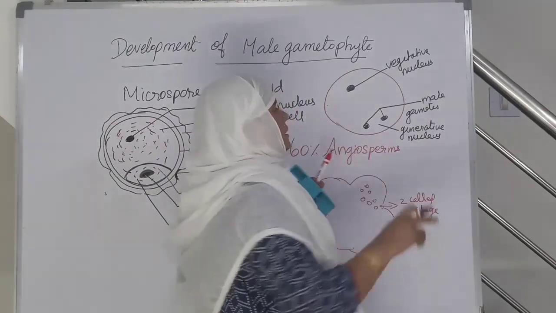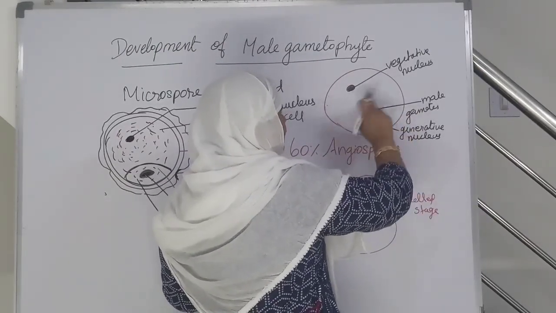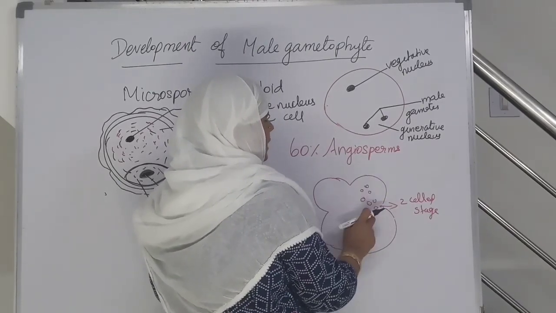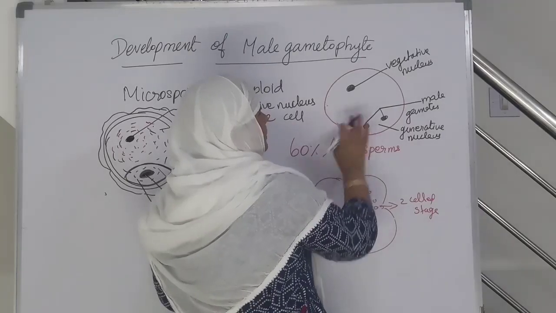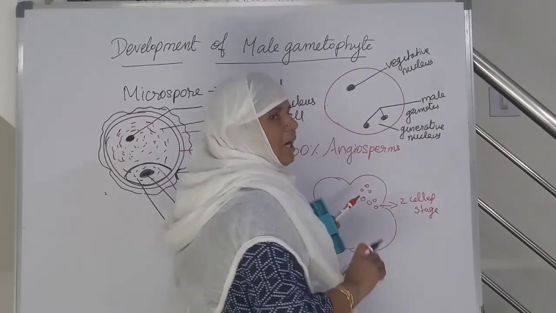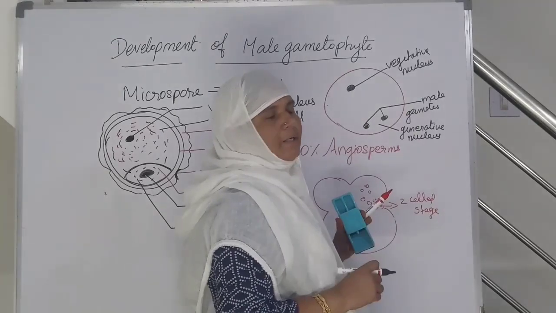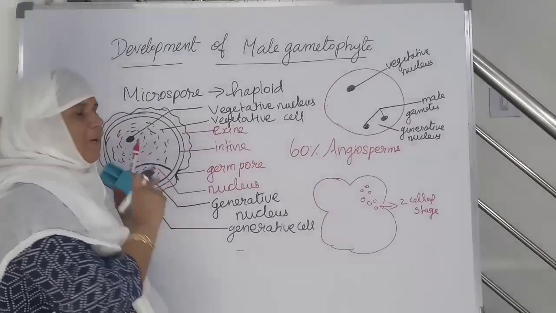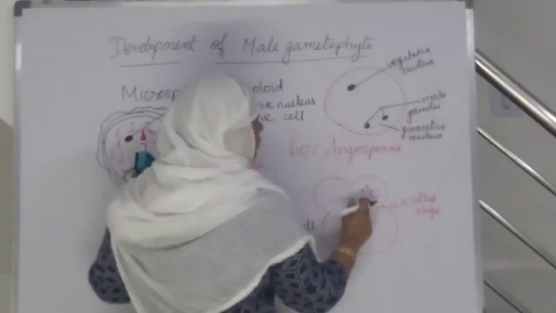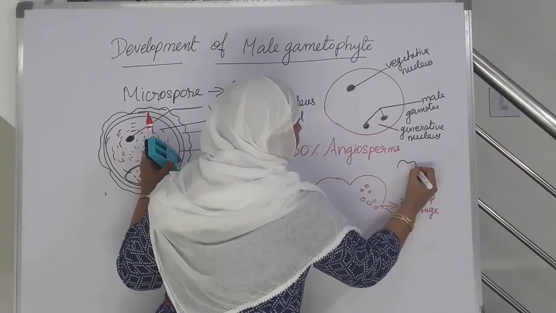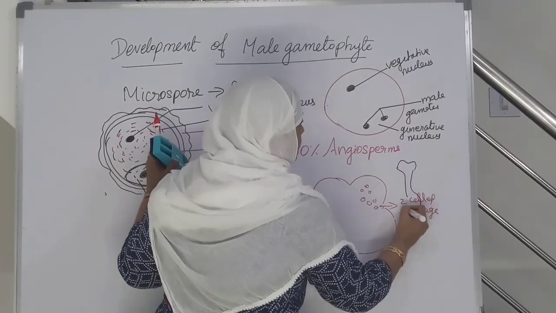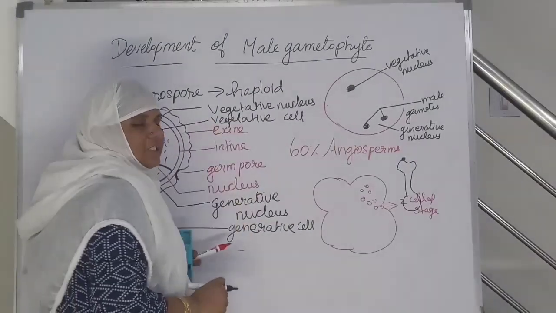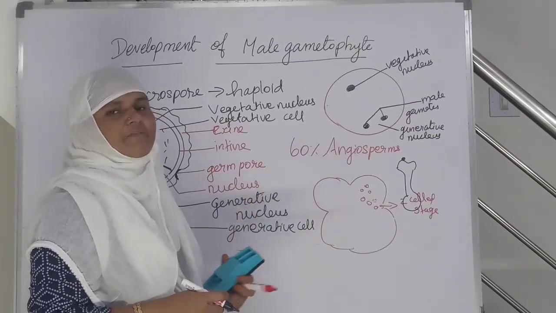In some plants, it may be transferred in the three-celled stage. Here itself, it attains the three-celled stage in the microsporangium, that means in the anther itself. After that, it may be transferred to the stigma. But in 60% of the angiosperms, only the two-celled stage is transferred from the anther to the stigma. A very important point is 60% of the angiosperms.